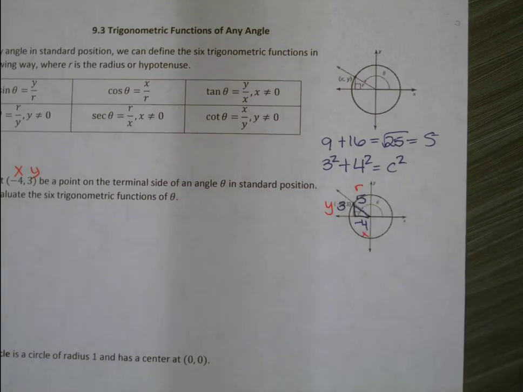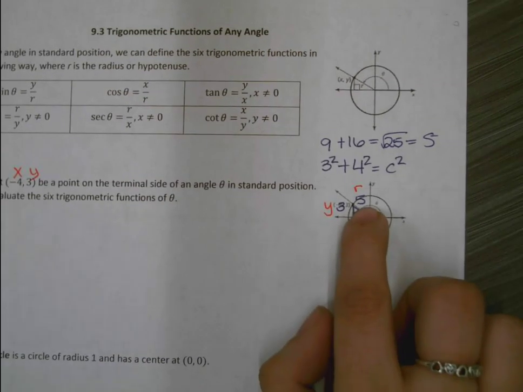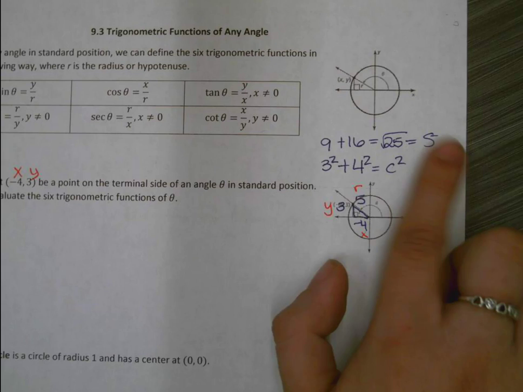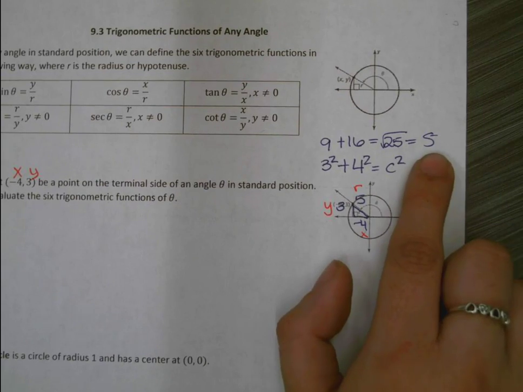Up and down is always y, left and right is always x, and then diagonal is always going to be r. That's a 5, because I did the quadratic formula and it gave me 5 for the hypotenuse.